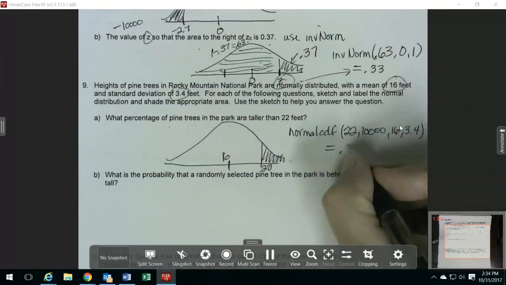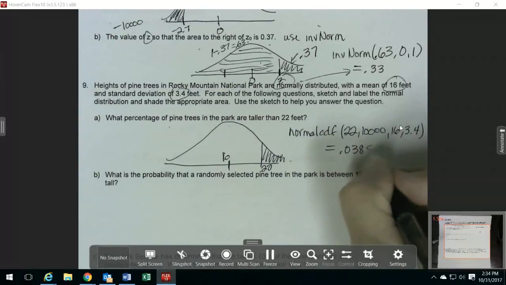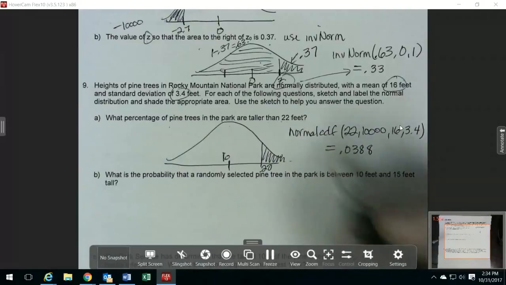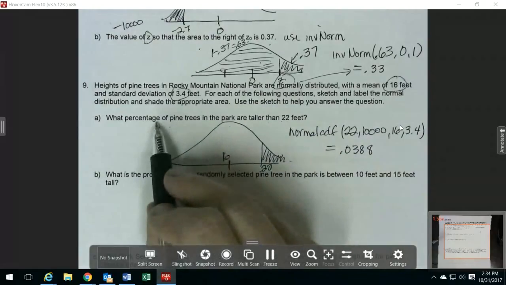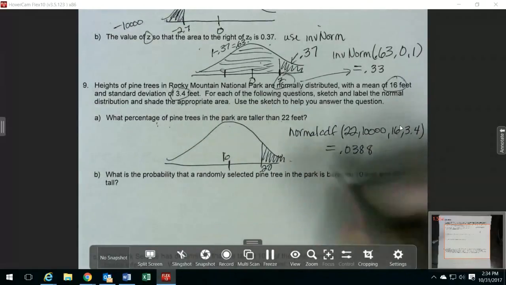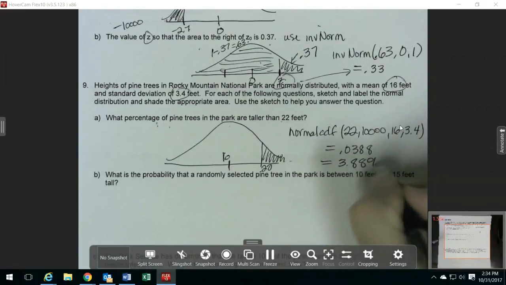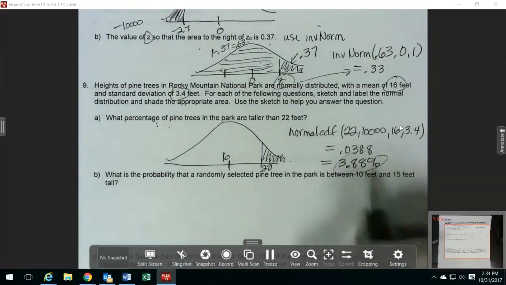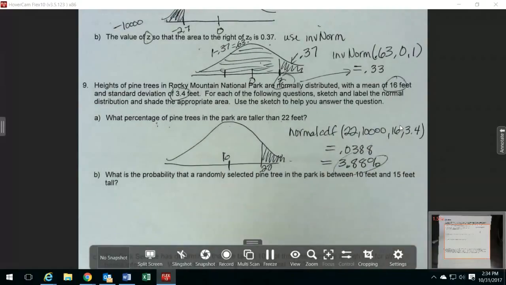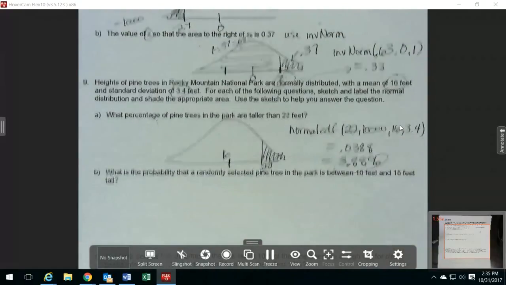So what I get is 0.0388. Since it asks for a percentage in this one, I'm going to change this to a percentage, which would be 3.88%. So this much percent of the pine trees in the park are taller than 22 feet.